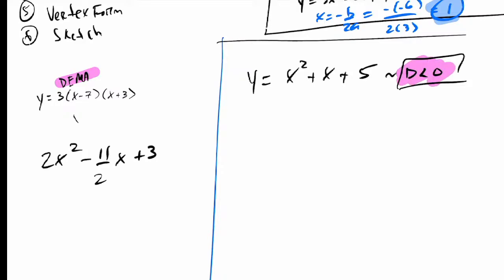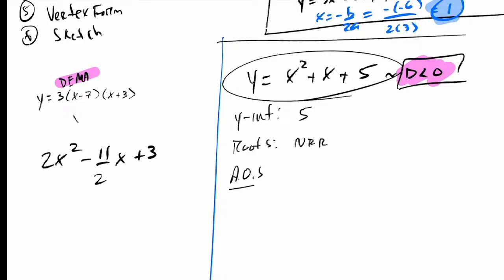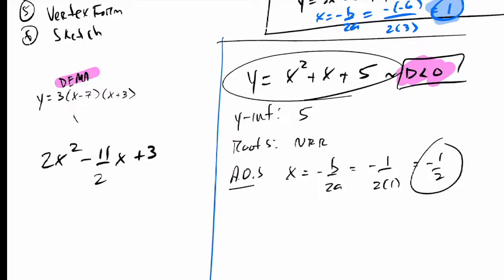So if I asked you for part A, the y-intercept is easy. You wouldn't have a problem with that. You know the y-intercept is 5. The roots, there are no real roots. Your discriminant is less than 0. If I want to find the axis of symmetry, it's a little more difficult because I don't have this in vertex form. So then I'd have to do the negative b over 2a formula. So hopefully that clears it up, Marie. And you get your axis of symmetry of -1/2.